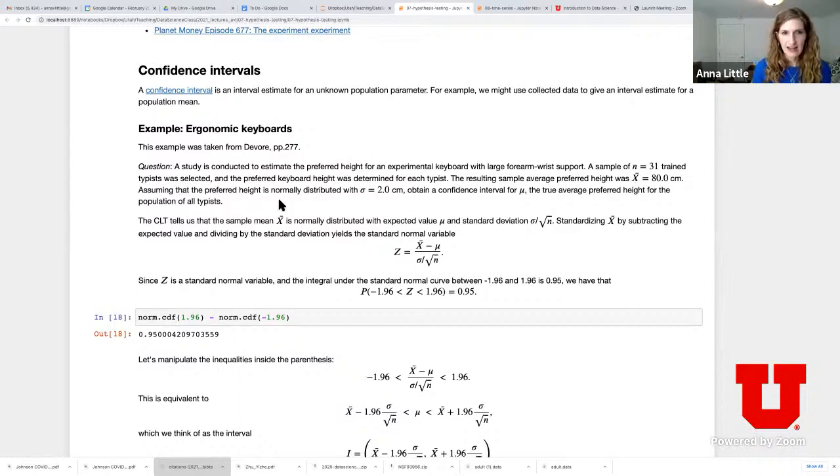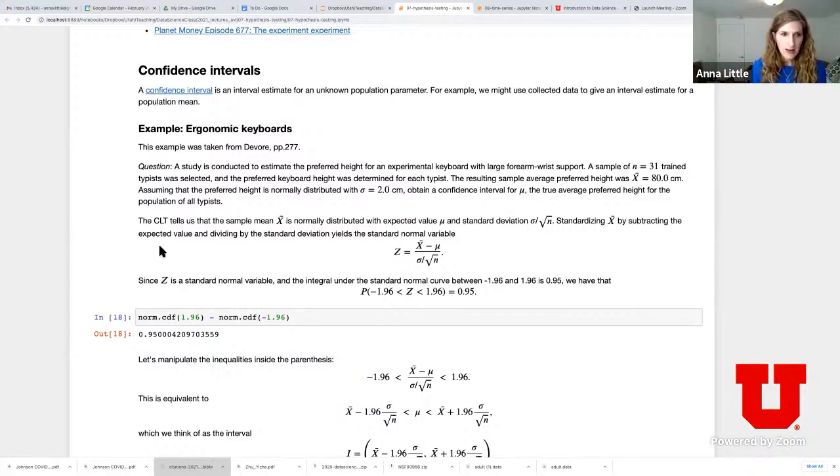Assuming that the preferred height is normally distributed with a sigma, a population standard deviation of 2 centimeters, obtain a confidence interval for mu, the true average preferred height for the population of all typists.